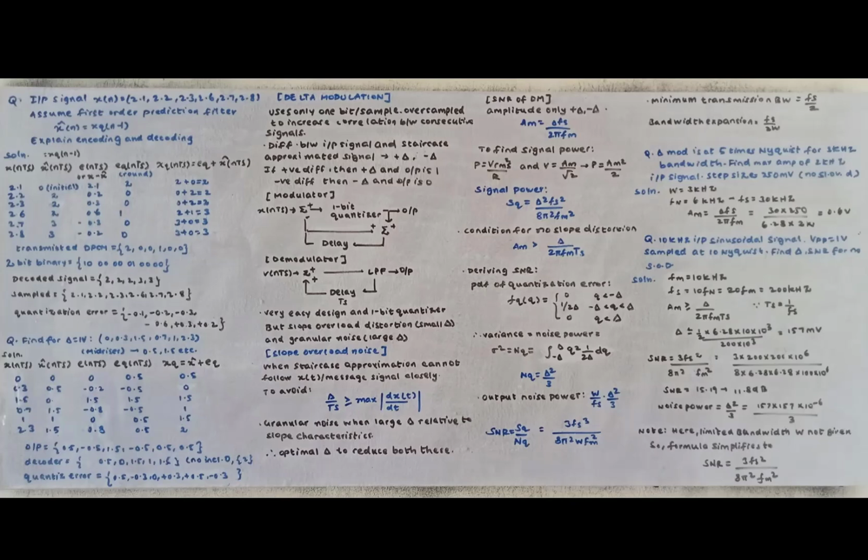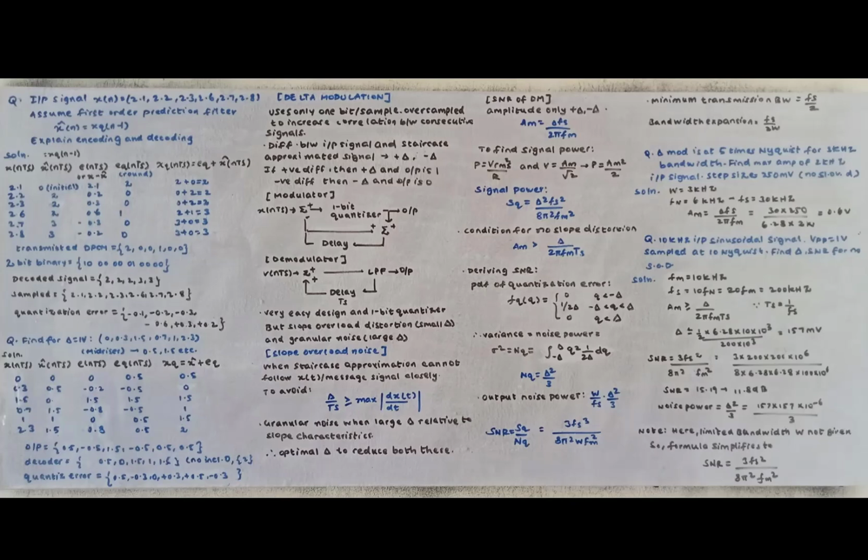Okay, so slope overload noise, and here's where it actually matters. When your staircase approximation cannot follow the message signal, then if you want to avoid this, the value of delta by Ts should be greater than or equal to the maximum of the slope of your input signal. That is not important, but that's just a concept to keep in mind. Granular noise happens when there's a large difference relative to slope characteristics. So the optimal delta is to reduce both of these. Granular noise is essentially the opposite of slope overload noise, if I'm not mistaken, when the staircase approximation is unable to follow the message signal.